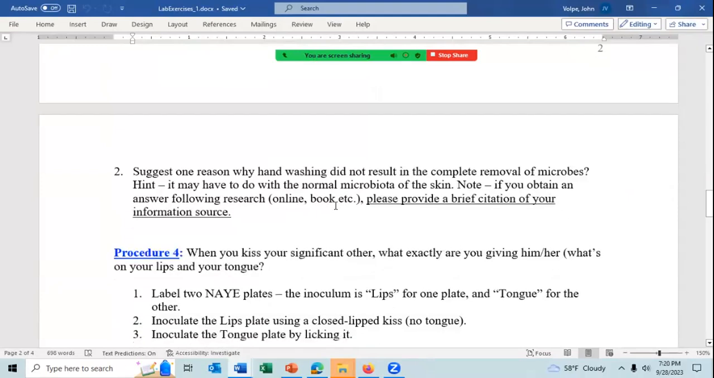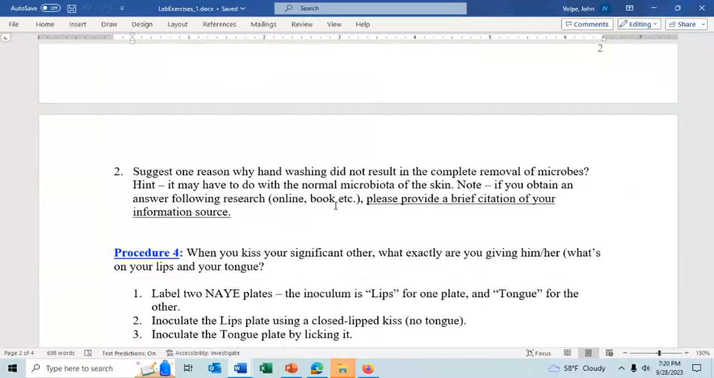And then 2, suggest one reason why hand washing did not result in the complete removal of microbes. And it may have something to do with the normal microbiota of your skin. If you obtain an answer from your research, like online, provide a brief citation.